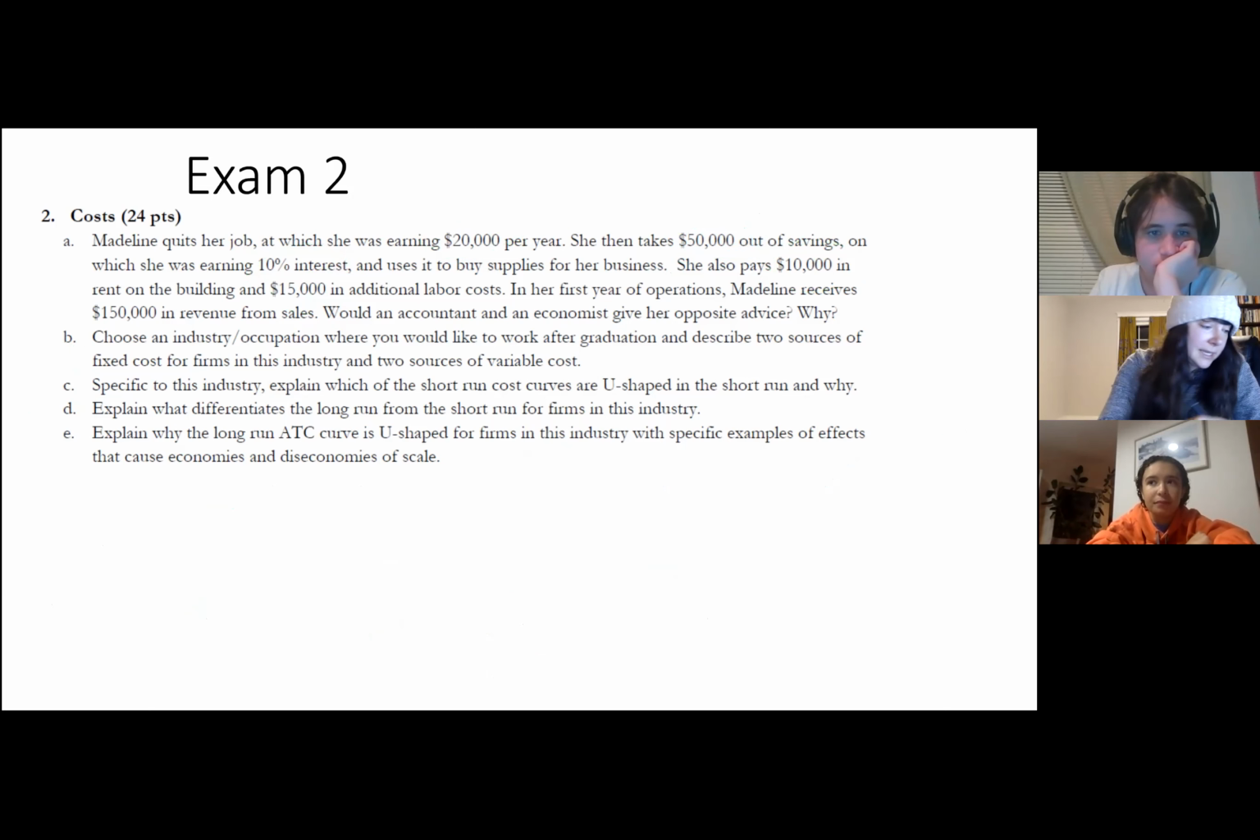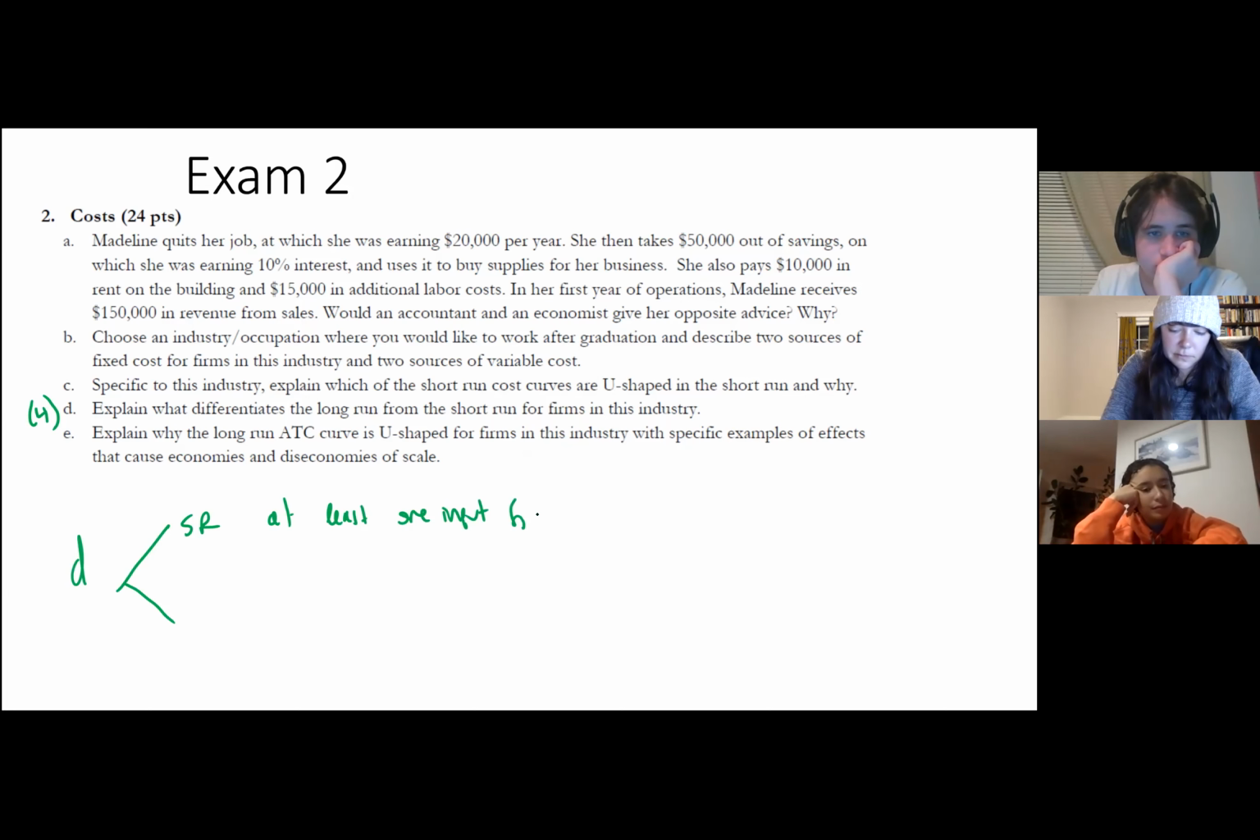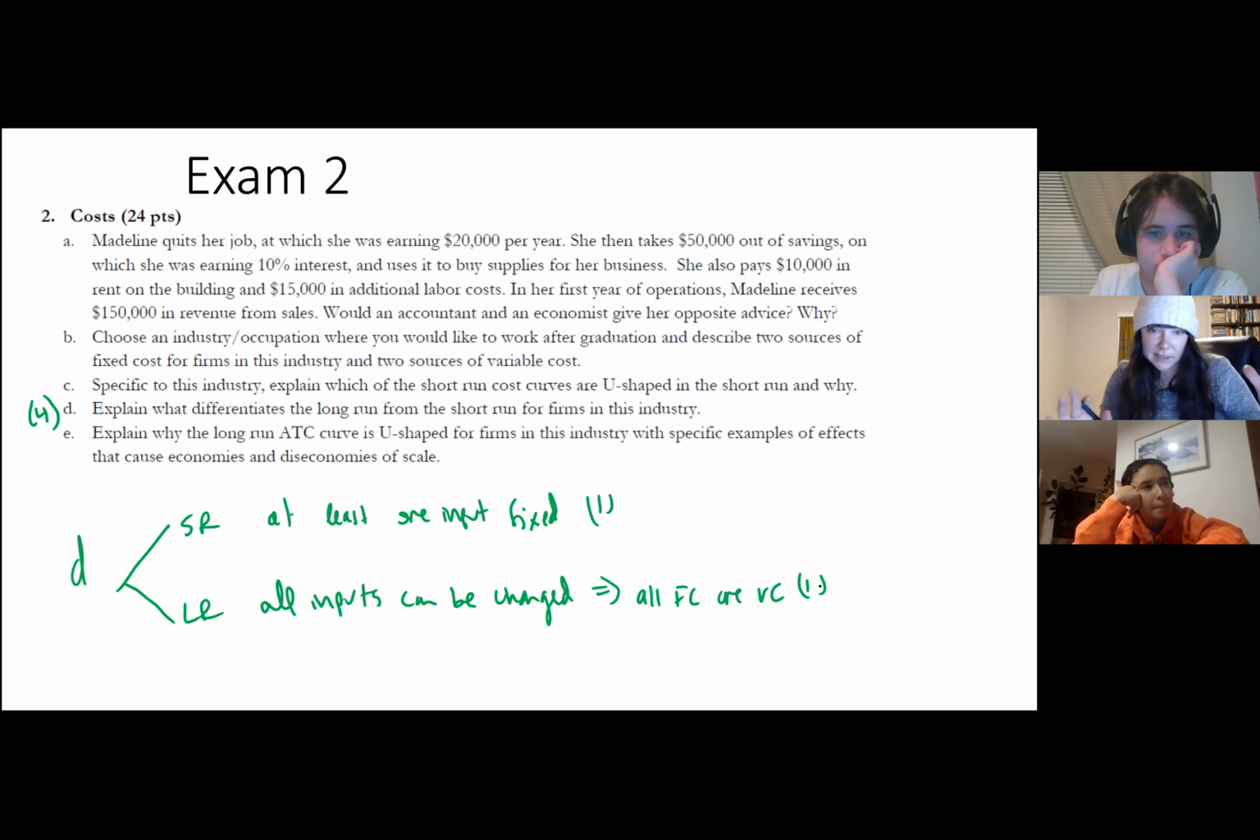Okay. So D was 4 points. The difference between the short run and the long run. In the short run, at least one input is fixed. In the long run, all inputs can be changed. You can buy as many staplers as you want. You can have as many taco trucks as you want. And that means all fixed costs are variable costs. So it's 1 point for understanding each of those pieces of the definition, kind of the foundation.